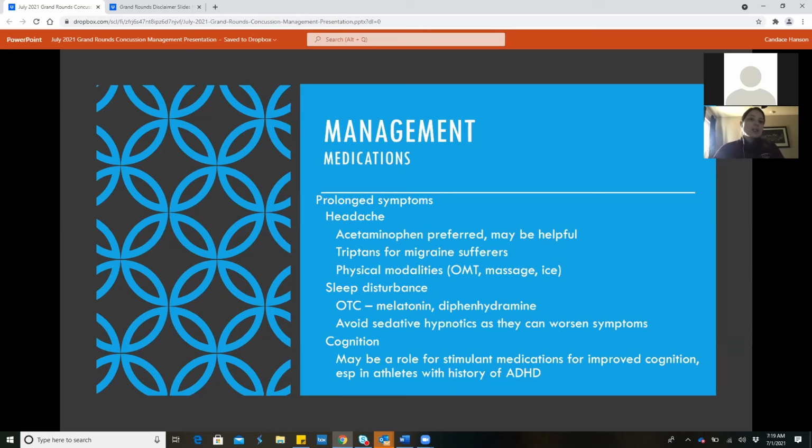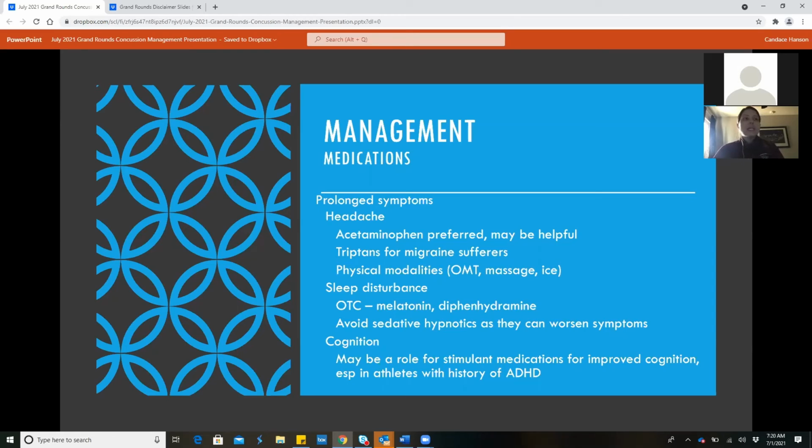Sleep disturbance, you can let them know that, and this would not be like first night, but if they're having sleep issues later on in recovery, melatonin and Benadryl can be helpful for sleep, but avoid sedative hypnotics as they worsen symptoms. And then cognition, there's definitely a role for stimulant medications for improved cognition in athletes with prolonged symptoms, particularly those with a history of ADHD.